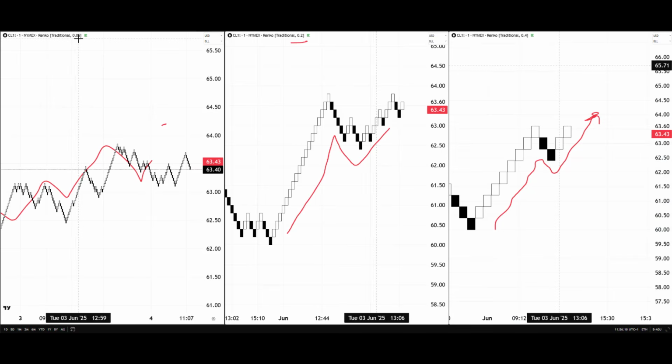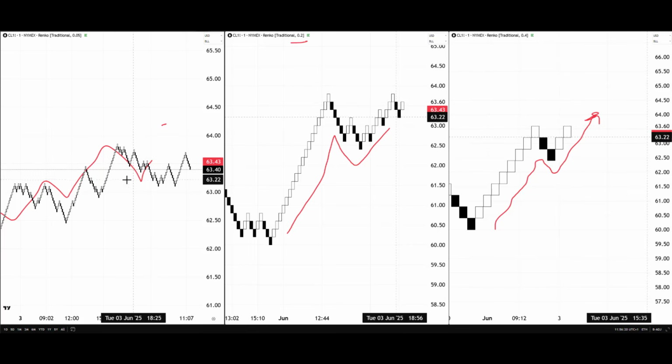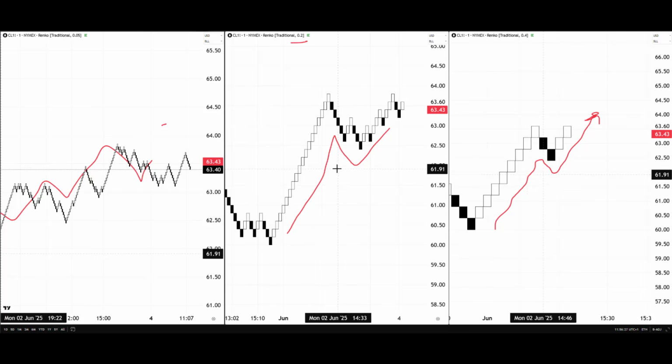So with 5 cents, you're going to get lots of little blocks. So it's almost like creating waves, like the cycle theory in technical analysis. It's like creating waves inside waves by utilizing the block size and time together.